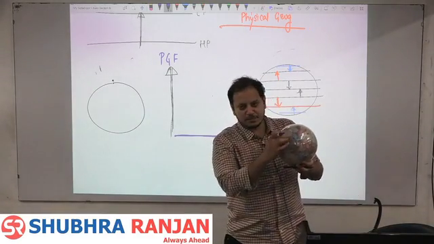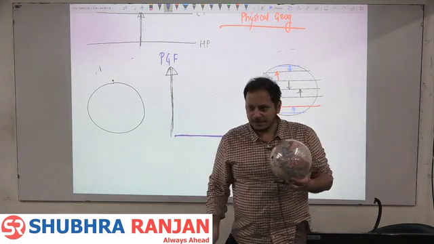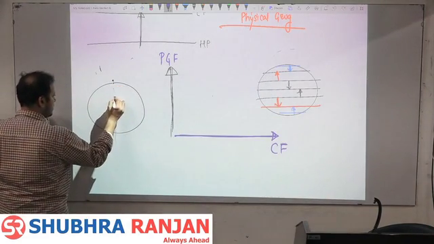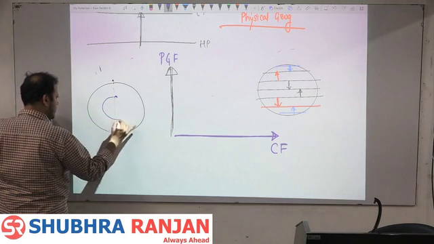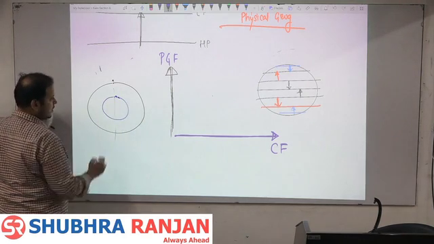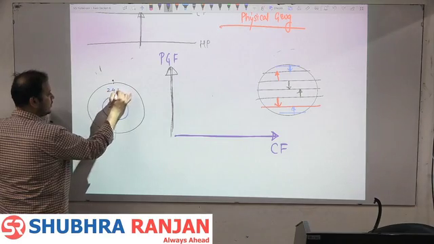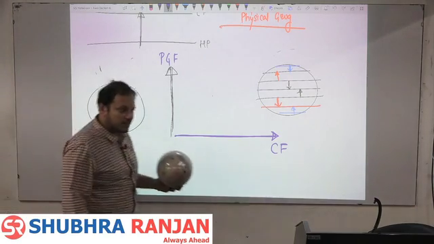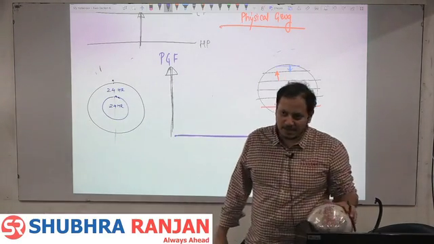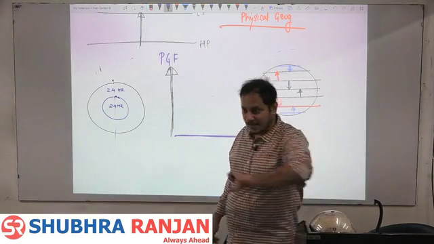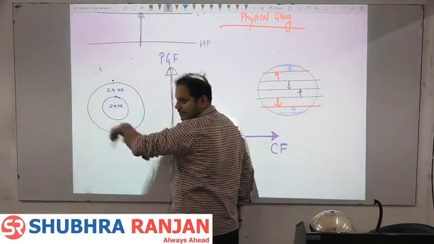Take any place near the poles. After 24 hours, this place B will come back to its original position. इसको भी 24 घंटे लग रहे हैं, 24 hours. This is also going to take 24 hours. Which place is covering greater distance, place A or place B? Place A is covering the greater distance.